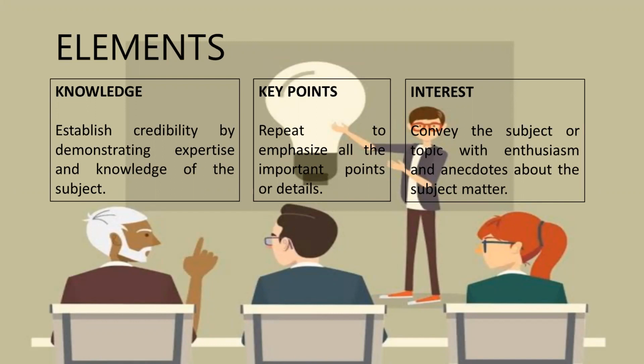Okay, so next we have interest. Convey the subject or topic with enthusiasm and anecdotes about the subject matter. So anyone who has a background in the content is knowledgeable of any information that may be delivered in this particular type of speech, which is informative. So when we say informative, it means to inform. Okay? To inform someone who is not knowledgeable enough of the topics being discussed in front of the audience.